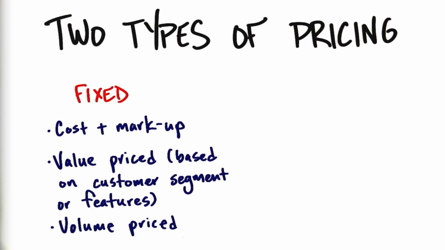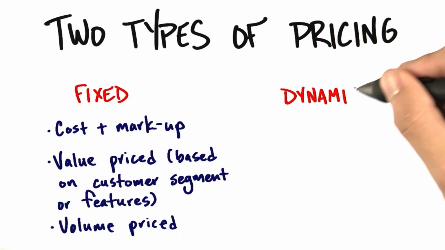You know who does that? Go talk to Intel and the semiconductor manufacturers. They want to encourage high volume purchases. And so they have stepped pricing that is oriented to create volume. So cost plus markup, value pricing, and volume pricing are all examples of fixed pricing tactics.